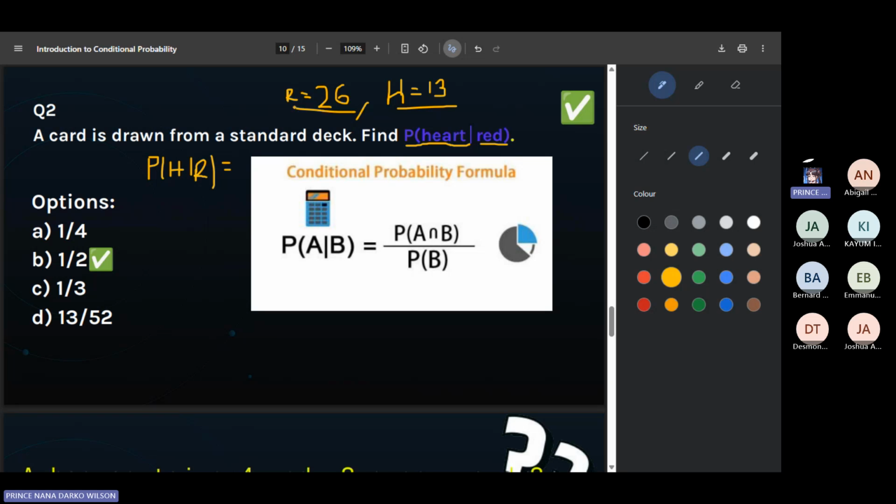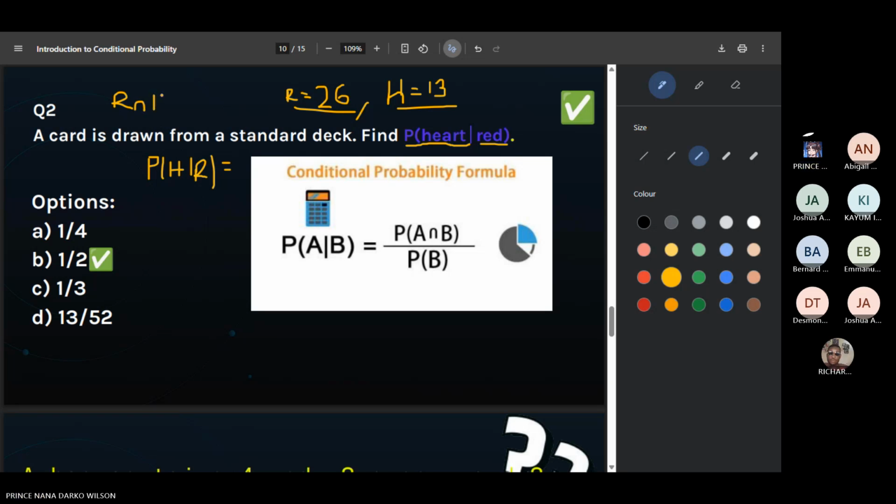Think of this for a second. There are 26 red cards. Of those red cards, 13 are hearts, 13 are, oh sorry, 13 are diamonds. Now, if I ask you, how many of them are reds at the same time hearts? What is your answer going to be? How many of them are hearts and at the same time red? Or how many of them are red and at the same time hearts?